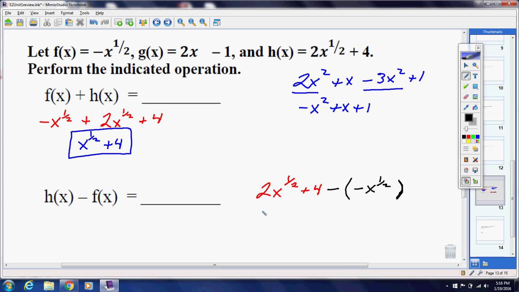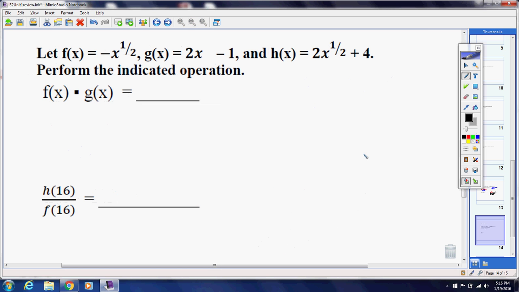All right, so I got 2x to the 1/2 plus 4 minus a negative x to the 1/2. So minus a negative makes a plus x to the 1/2. I combine like terms, 2x to the 1/2, and I have one more x to the 1/2 over here. That makes 2 plus 1 is 3x to the 1/2 plus 4. And there's my answer right there.